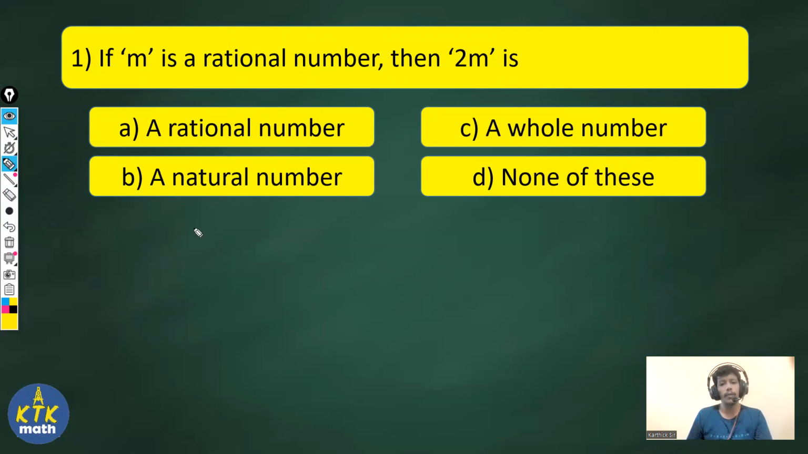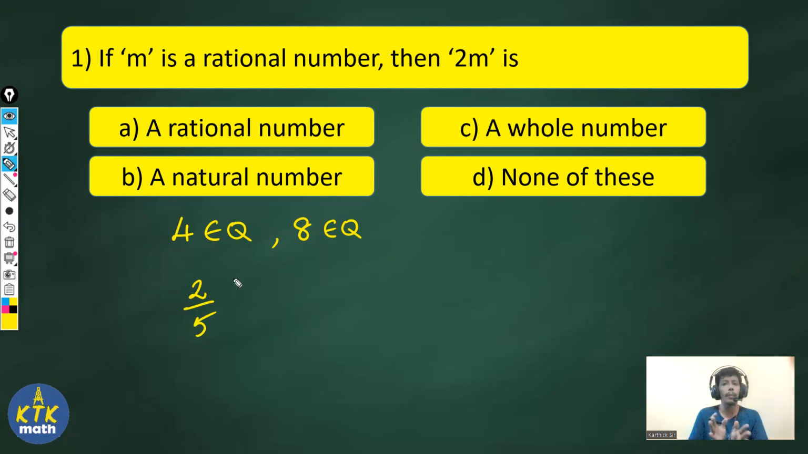For example, if I am taking 4 from the rational numbers, I hope you know rational numbers are denoted by Q. Then 4 is a rational number, and twice of 4 is 8. 8 is also a rational number. Now you may ask me, sir, 4 and 8 are natural numbers also, whole numbers also, so why don't we pick that one? I took 4 and 8 only for our comfort, easy numbers for better understanding. What if I take something like 2 over 5? 2 over 5 is a rational number.